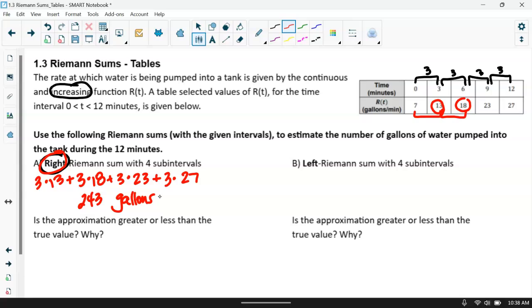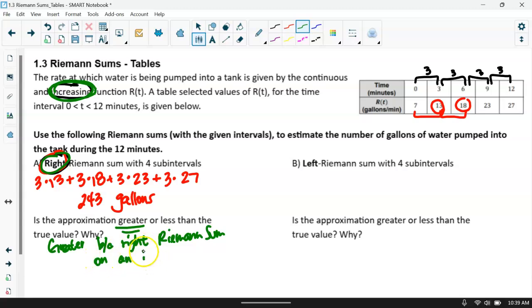Now keep in mind, is this approximation greater or less than the true value? If you recall, and if you need to, because we discussed this in the previous lesson, whenever we're talking about an increasing function and using the right Riemann sum, then this approximation is going to be greater. So it's greater. Why? Because we're using the right Riemann sum on an increasing function.